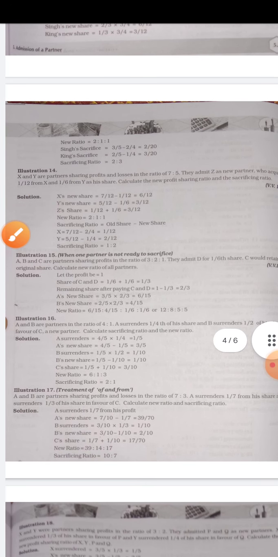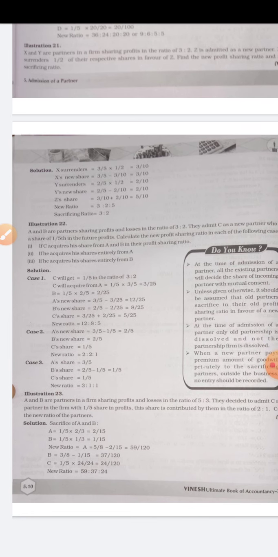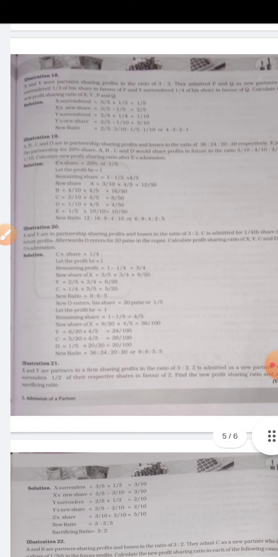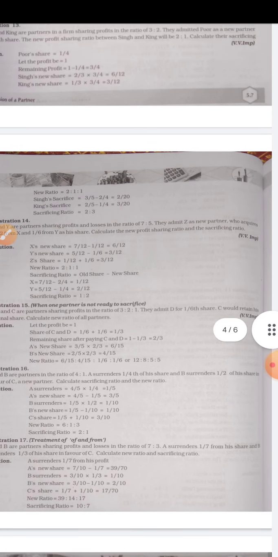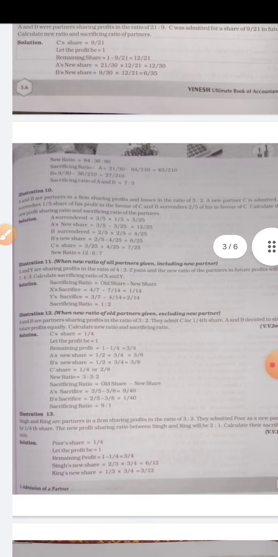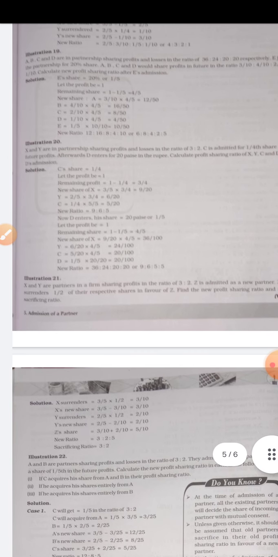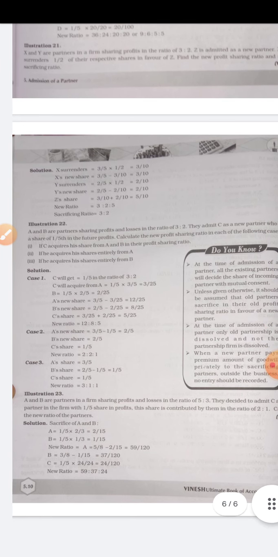So all the sums relate to the same model. Okay, so try all the sums. All the sums are the same model. Okay, so try all the sums as homework and do the problems in your homework note or classwork note. Finish all the sums in your homework note or classwork note. Okay, so up to illustration 23, page number 5.10.